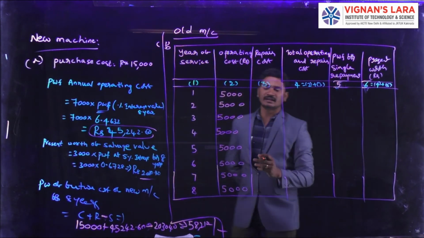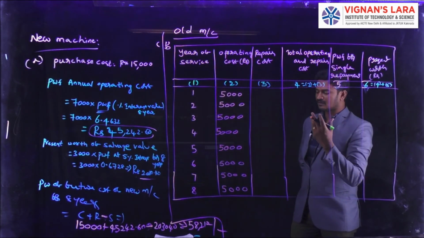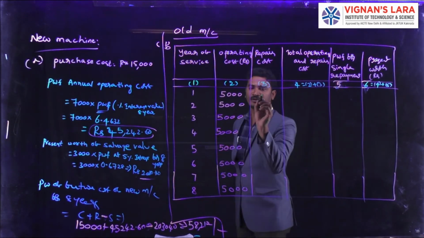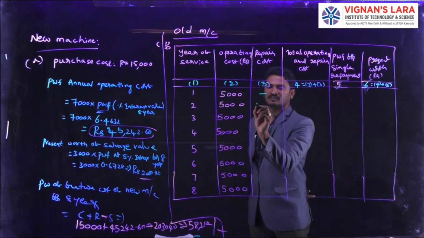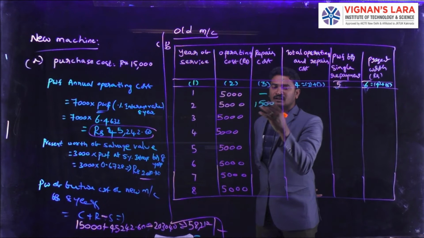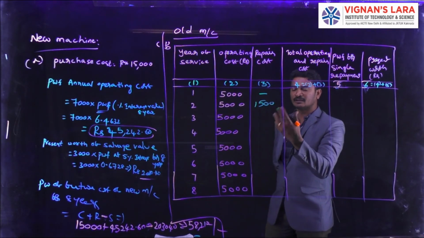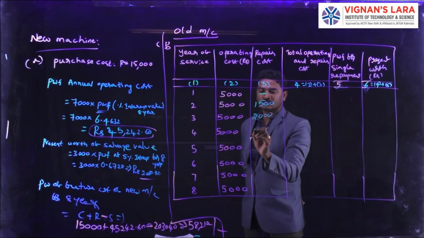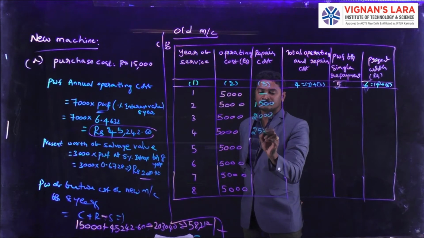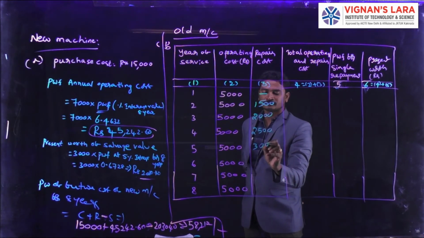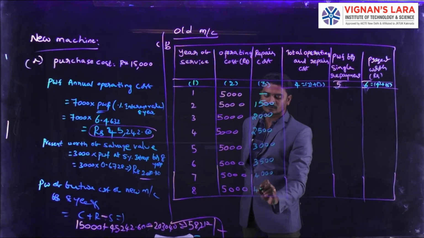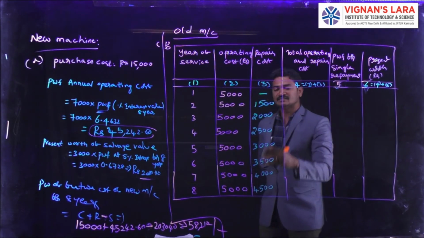Here the repair cost they are given at the second year. That is, in the second year the repair cost is 1,500, and it was increased every year by 500. It means in the first year the repair cost is 0. Next, coming to the second year, it was 1,500. Then after that second year it was increased year by year, that is 500 it was increased. So 1,500, 2,000, here 2,500, next 3,000, 3,500, 4,000. Okay, it was increased every year by 500.